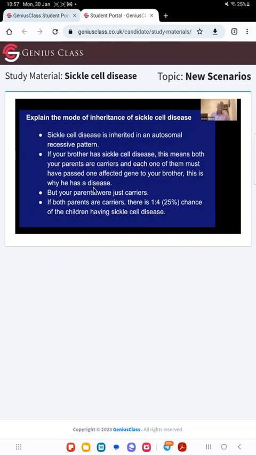And this is why he has sickle cell disease. So you need to inherit two affected genes, one from each parent. Your parents were just carriers. As we mentioned, they didn't have the disease, which means they were just carriers, carrying a gene that causes sickle cell disease.